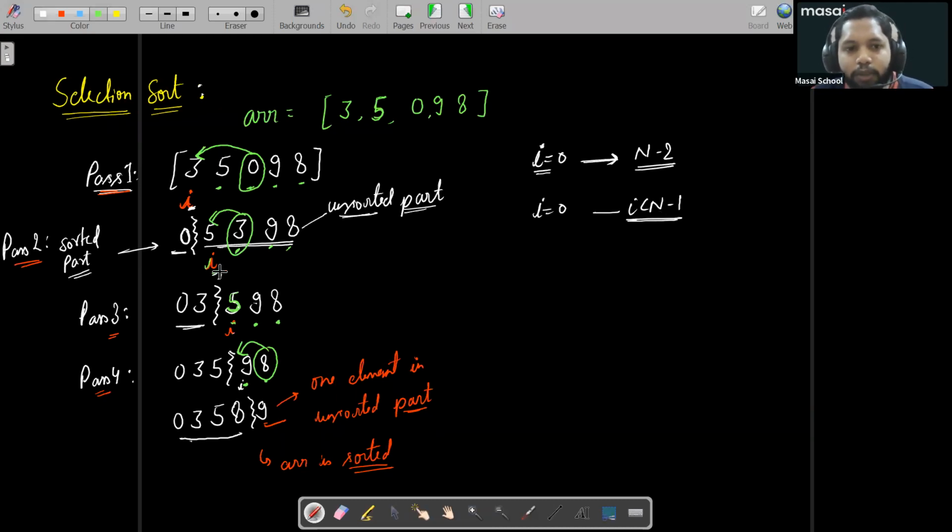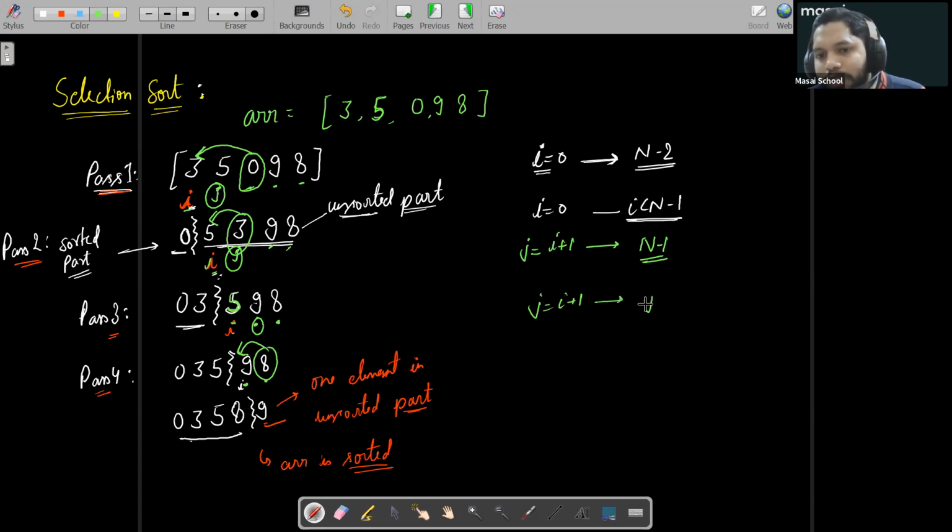Another question, can you guys tell me what about my jth index? Here I am taking a j, and I am comparing with the jth element. From where to where is my j going? My j starts from here, that is, from i plus 1, and it goes till n minus 1. That is, j equals i plus 1 to j less than n.